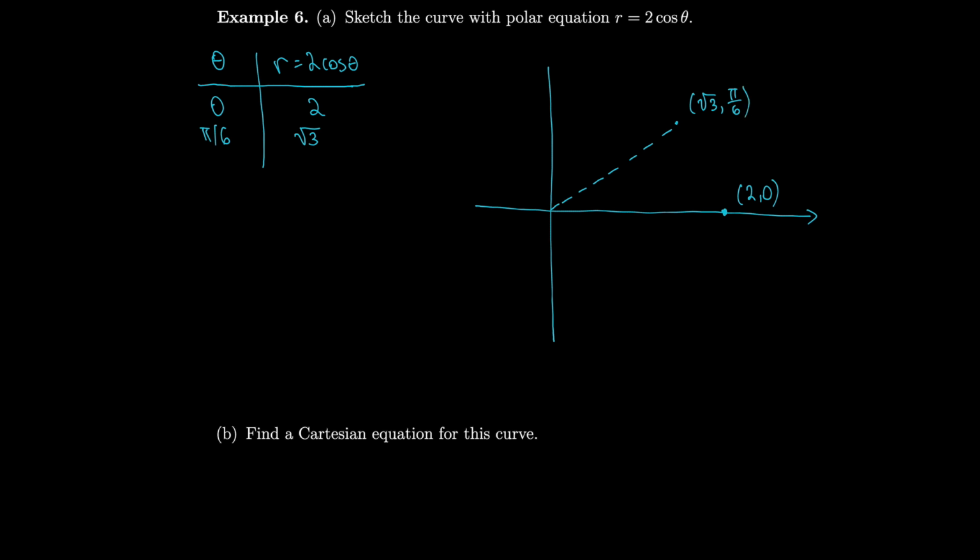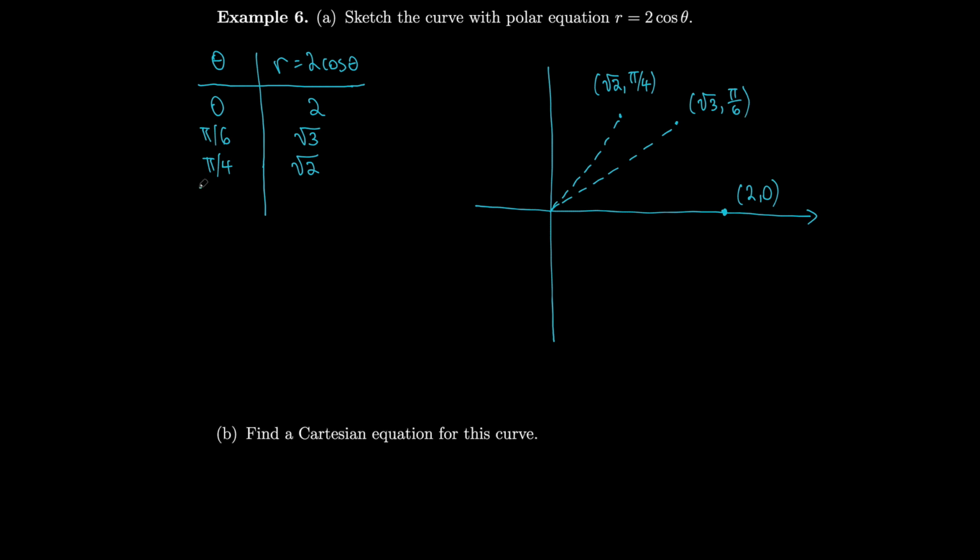So then we just keep doing more points. How about pi over 4? So then we plug that in, we get rad 2. So that's like roughly over here. So that's rad 2 at pi over 4. Right, it just rotates at an angle of pi over 4.